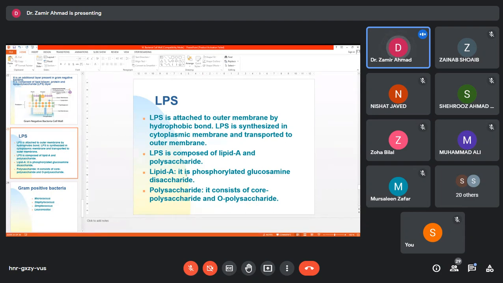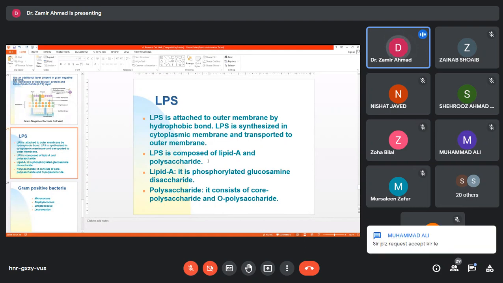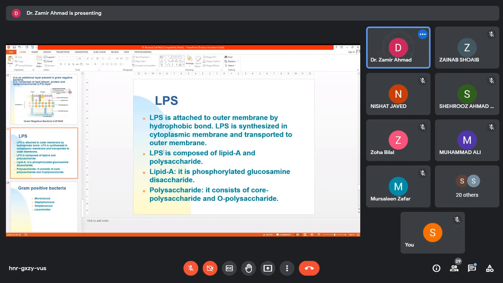Lipid A is actually a phosphorylated glucosamine disaccharide, meaning that this disaccharide is formed by glucosamine, an amino sugar, which is phosphorylated, or phosphate is attached. The repeating units of these phosphorylated glucosamine form a disaccharide which constitutes this lipid A, which then combines with polysaccharide to form these lipopolysaccharide structures.